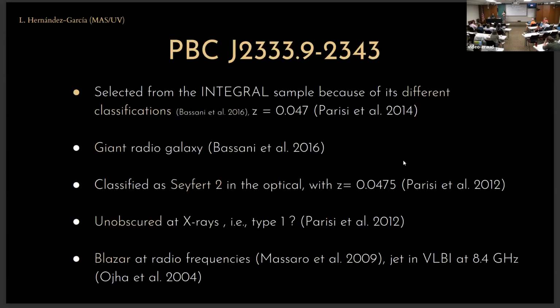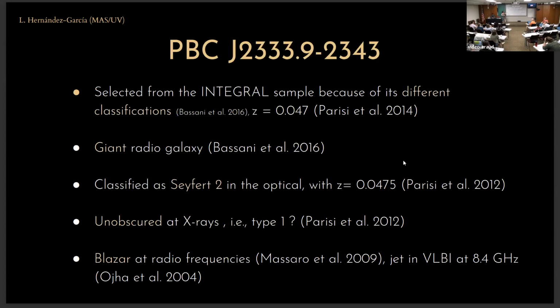Okay, so now let me introduce you to the galaxy that I want to talk about. It is PBC J233.92343. Let's call it PBC, friendly. And this galaxy caught our attention in the first place because it had different classifications when we were observing at different frequencies. So it was selected from the INTEGRAL sample, so a high energy source. And it was a giant, well, it is a giant radio galaxy.